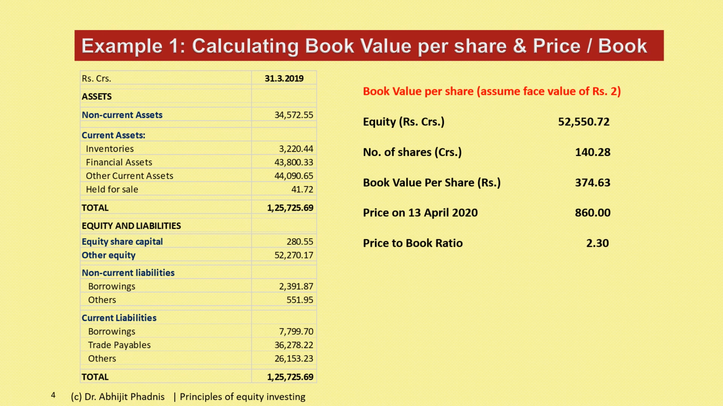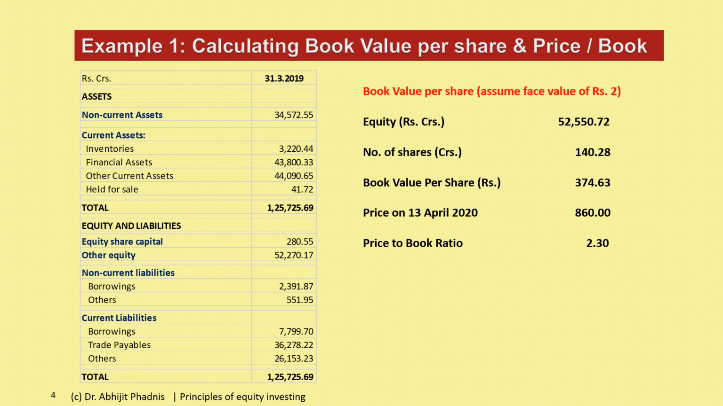Because finally, what is equity share capital? It simply means the face value multiplied by the number of shares. And we can therefore derive the number of shares in the reverse way, dividing equity share capital by the face value. And then we can get 140.28 crore number of shares. Now, how do we get the book value per share? We divide the equity by the number of shares, and thus the book value per share as on 31st March 2019 is 374.63. Of course, the company is profitable, and therefore we can even estimate the book value per share as on 31st March 2020.